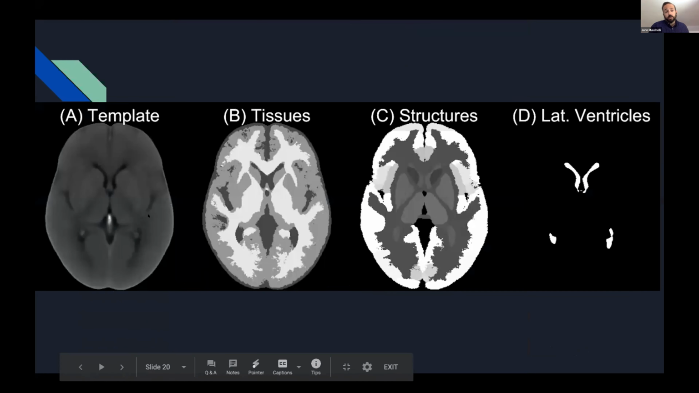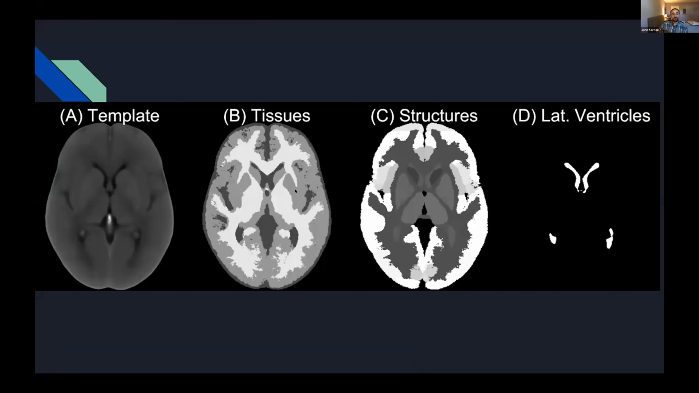So we also did a tissue class segmentation to say what's white matter, gray matter, and CSF. And then we also said, instead of just giving the actual structures, maybe we want some more gross anatomical features, like where's the CSF, the cerebrospinal fluid, where are the ventricles, where's the white matter, where's the gray matter. Again, these aren't perfect, but they're a good starting point, I think, for some analyses.